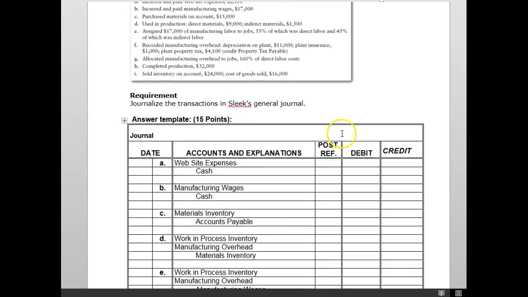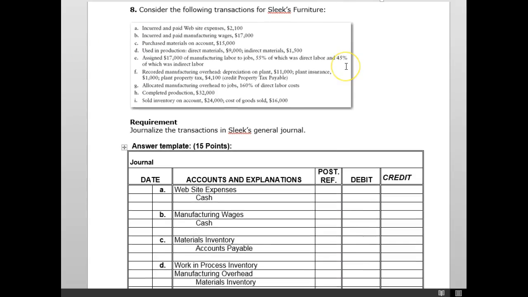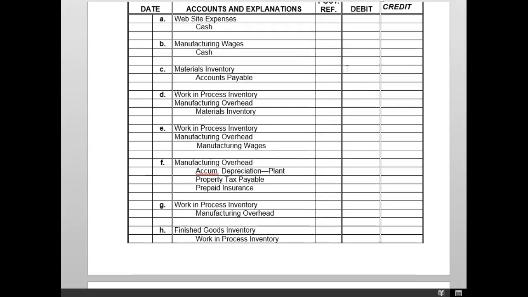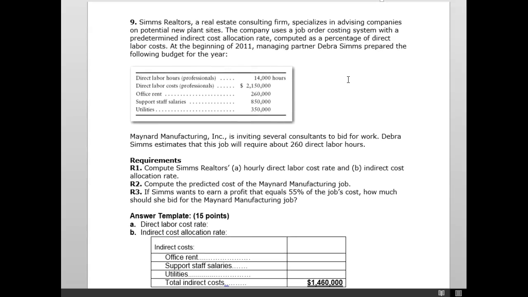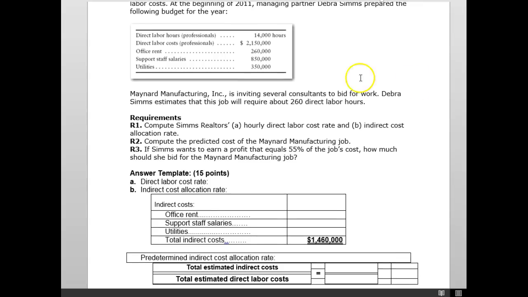They're fairly typical, just to kind of give you an overview of how that works. And I think we have one more here. And this is how you can use job costs to decide on what you would charge for a job. And this is fairly straightforward. You are going to compute Sims's hourly direct labor rate and indirect cost allocation rate. And to do that, you're going to take these numbers up here.